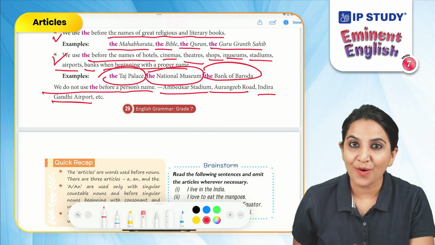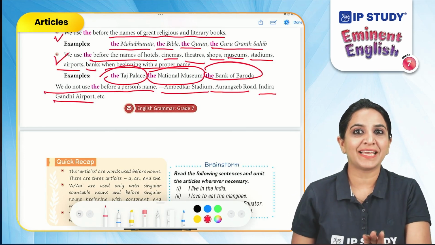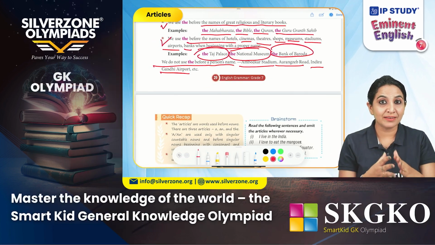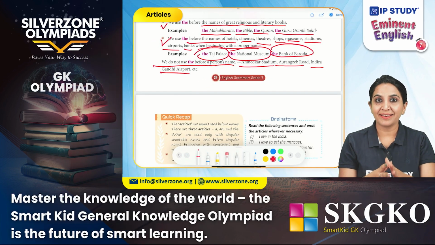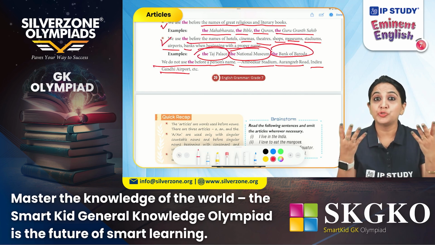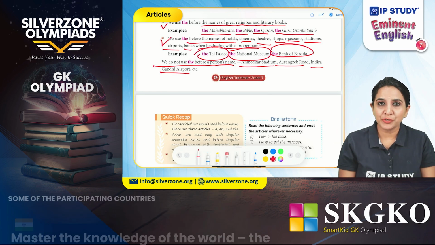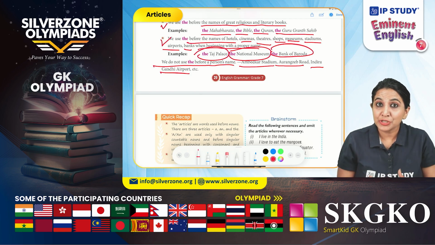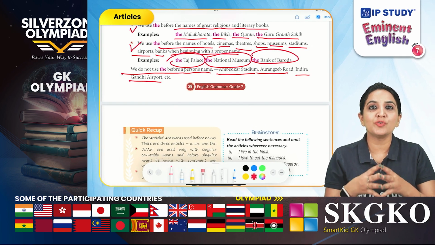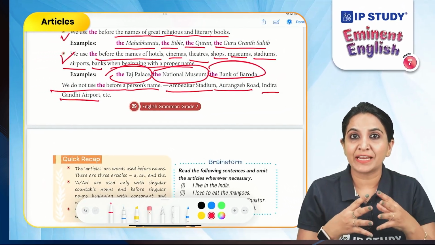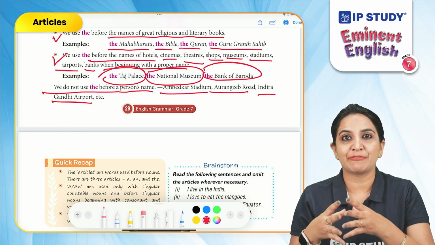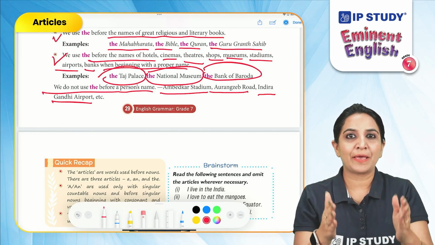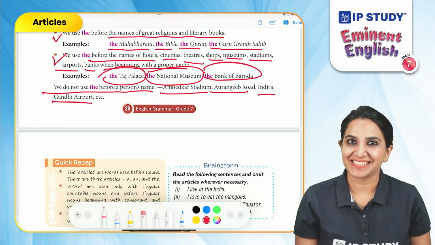So this was all about articles for today. In this chapter, you have covered articles a, an, and the, how to use them, where to use them, and what will be their positions. In addition to those, we have also learned what are indefinite articles, what are definite articles, and how we can identify them in the sentence.